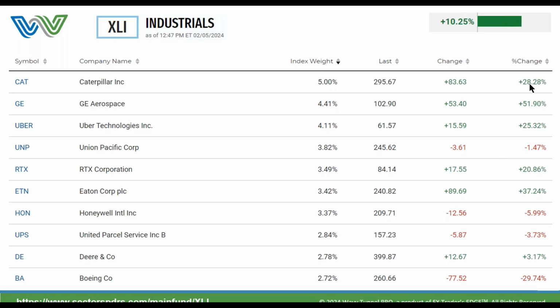Caterpillar, up 28% for the year. GE Aerospace, up 51.90% for the year. Okay, and there are a few down stocks as well. So this is an index, an ETF. So that's why I like to look at the stocks that are performing well within the industrial sector.